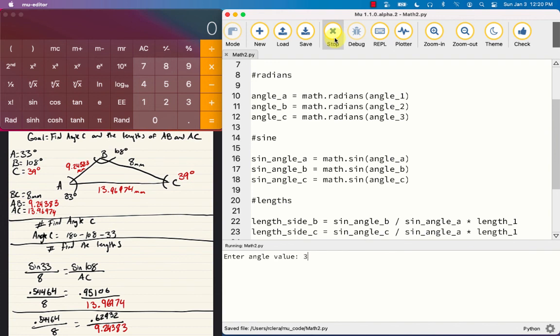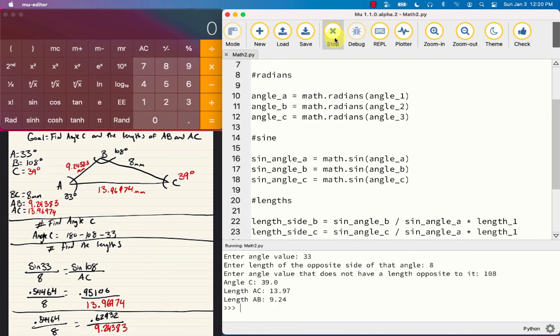The angle value is 33. The length opposite to it is 8. And the angle value that does not have a length opposite to it, 108. And now we get angle C is 39, length AC is 13.97, and length AB is 9.24. And then if we go back and look at our math, what we did manually, you'll see that that's exactly what we have.